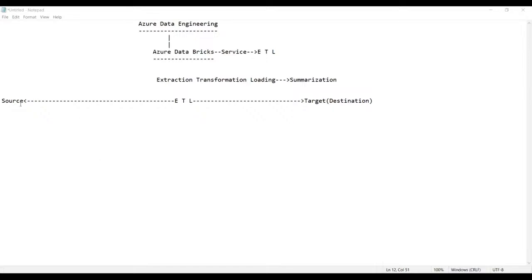Okay, so now, guys, we have this ETL. Azure Databricks is nothing but a service provided by Microsoft to perform the job of ETL, that is extraction, transformation, and loading. This process requires a source and a target. Between the source and the target, we perform the job of ETL. Now, to understand this ETL in a better way, I'll give you an example.